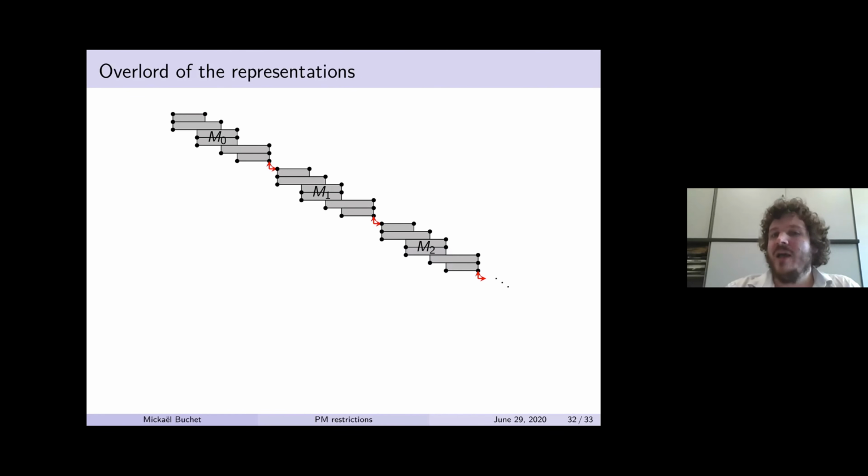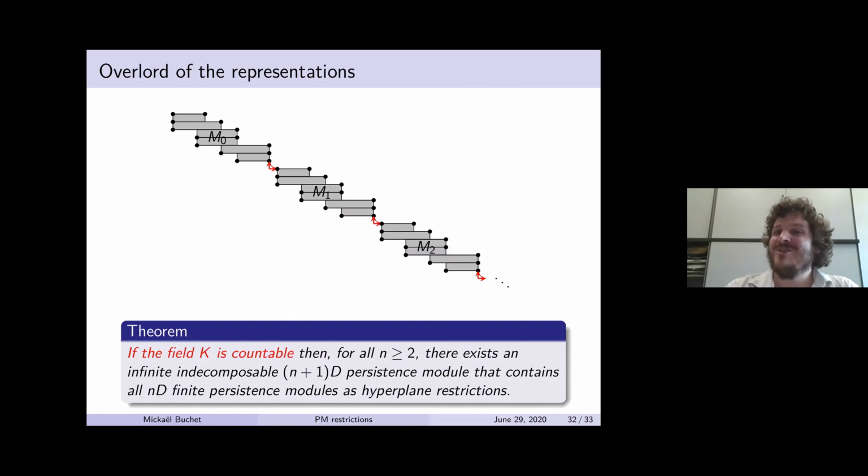Same trick as before, I can just go and string them together. And I'm happy, I'm saying, okay, it's going the way. Well, not exactly. I need the field K to be countable to be able to enumerate all my nD finite persistence modules. And so for n larger than 2, for this big beast, this overlord that contains all other representations, to exist, we do need the field K to be countable. That's not a very huge restriction.